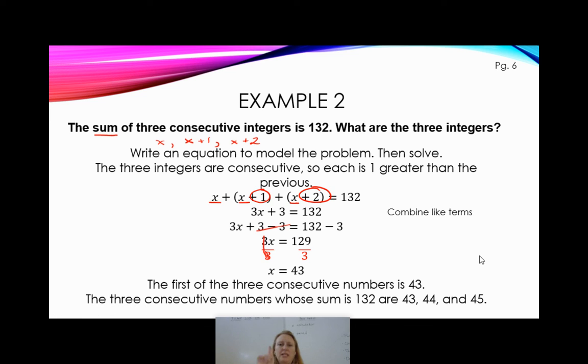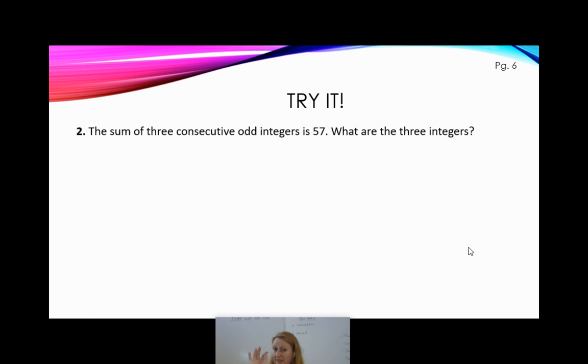I want you to try one of these. Read carefully because this next one's a little different, just a little different. Number 2, I'd like you to try it. The sum of three consecutive odd integers is 57. So what are the three integers? Go ahead, hit pause, see if you can work this out, take your time, and then hit play when you're ready to check your work.